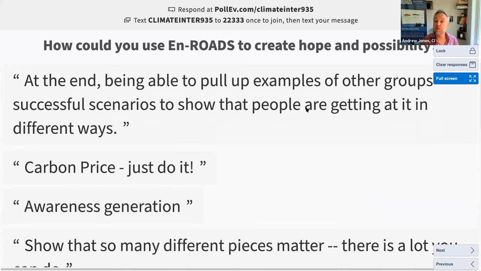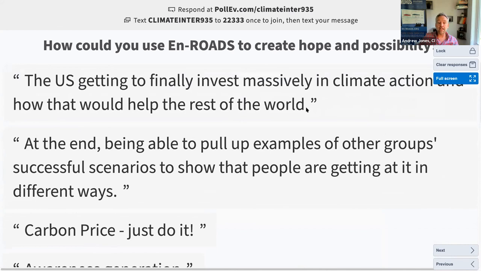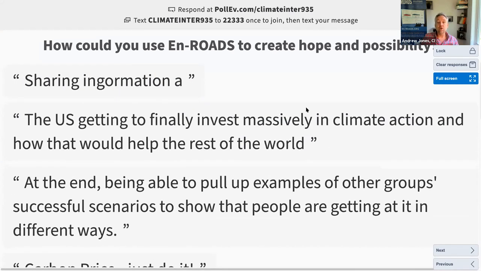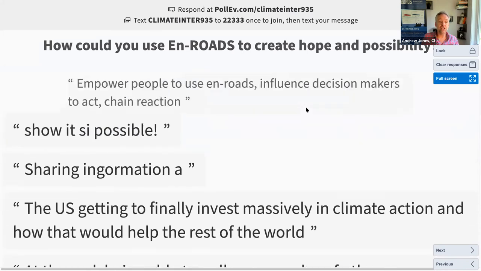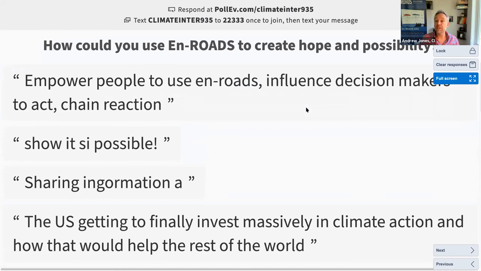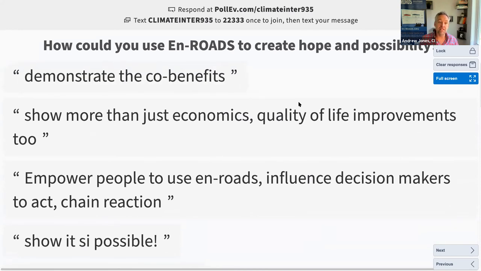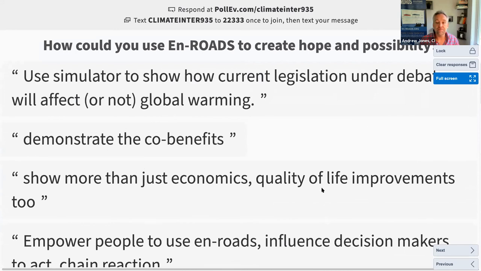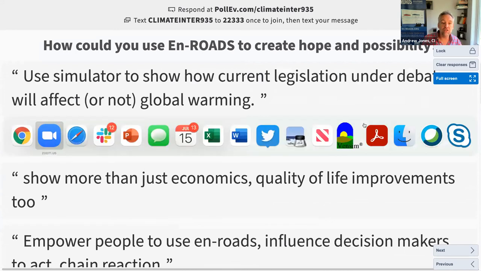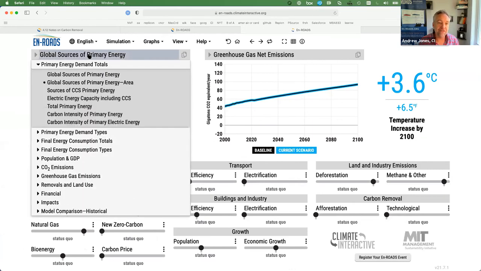Fantastic. At the end, being able to pull up examples of other groups, successful scenarios to show how people are getting at it in different ways. The US getting to finally invest massively in the world, in the climate, sharing information, show it is possible, empower people to use En-ROADS, show more than the economic quality of life improvements, co-benefits. Fantastic. How current legislation will affect or not. Okay, let's do some of these. Absolutely well said. People talked about renewables and some of the graphs that we particularly love.